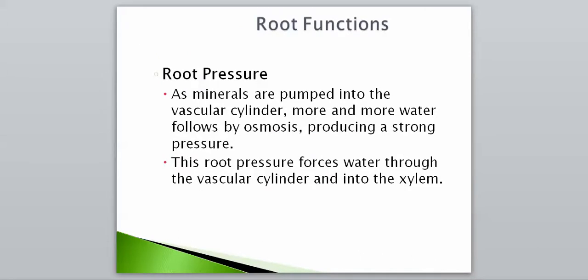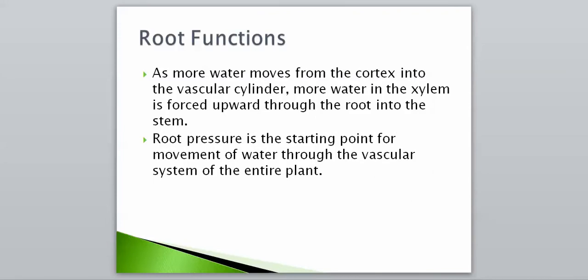Our last bit here to wrap it up is something called root pressure. This is how we're going to move water up into the rest of the plant. As minerals are pumped into the vascular cylinder, more and more water follows by osmosis, producing a strong pressure. This root pressure forces water through the vascular cylinder into the xylem. The water doesn't just move because it wants to; enough has to build up to create this pressure that pushes it through the vascular cylinder and into the xylem.